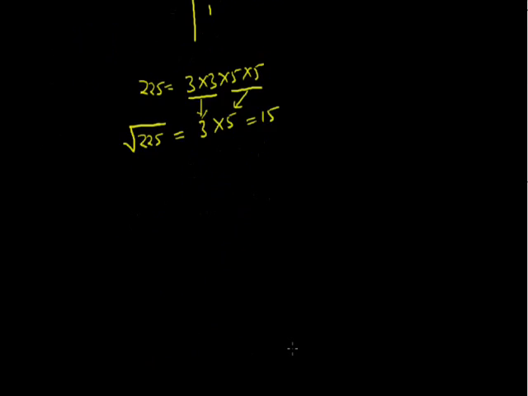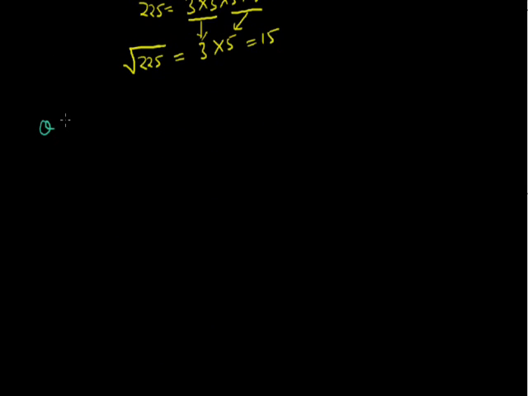Let's take one more example. Let's say find the square root of 1764. If we have to find the square root of 1764, what will happen? Let's prime factorize this number, 1764. Start with 2. 2 times 882.